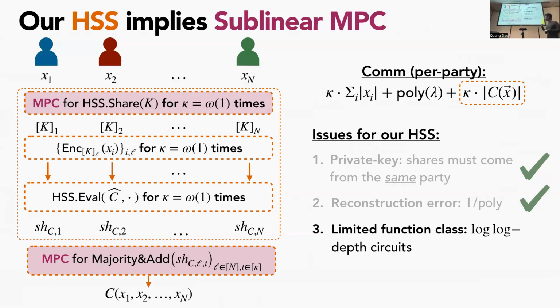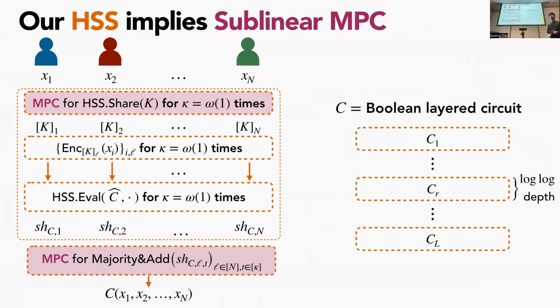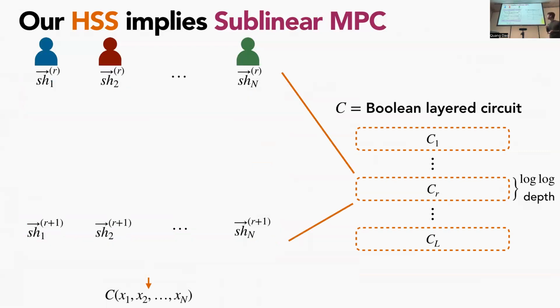Finally, to deal with this limited function class, we will use the fact that the circuits we support are Boolean layered circuits. What this means is that it can be split into layers where the wires for the next layer come from the outputs of the previous layer. And because we have this nice decomposition, we can just split it into chunks of log depth.